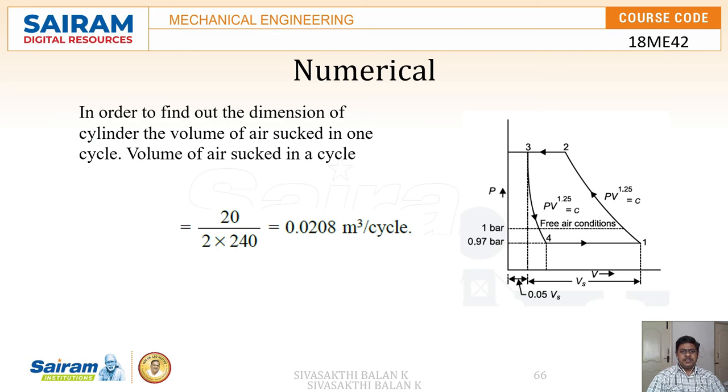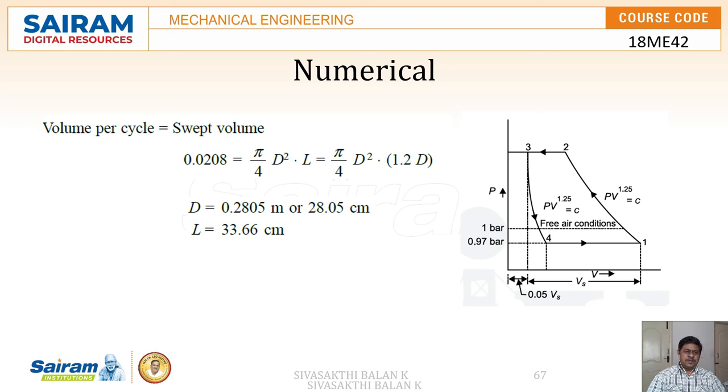In order to find the dimension of the cylinder, that is the stroke and bore, we need to consider the volume of air sucked in one cycle. The volume of air sucked in one cycle is equal to 20 divided by 2 times 240, since V1 is 20 meter cube per minute, and it is double acting. So, we need to multiply by 2, and for 240 revolutions per minute, we calculate 0.0208 meter cube per cycle as the volume of air sucked in one cycle.